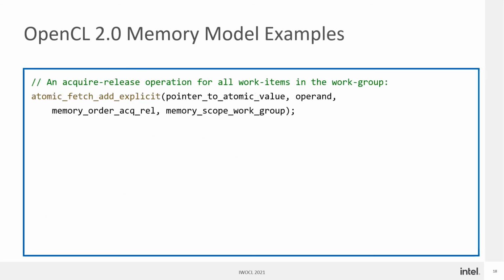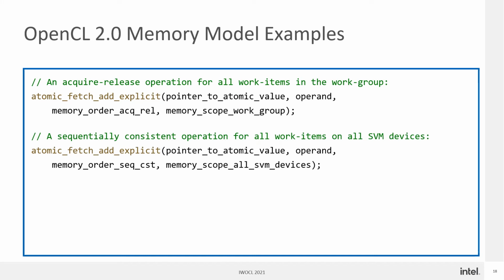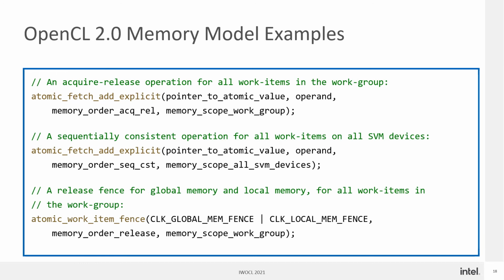Here are some examples using the OpenCL 2.0 memory model. This is an acquire and release operation that's going to work on all work items in the work group. You can see that it has the acquire and release memory order, and it has the memory scope work group. We can also have sequentially consistent operations, just like in C++. This is going to have a sequentially consistent operation for all work items. This one's going to be on all SVM devices.